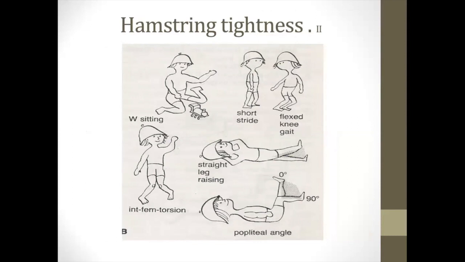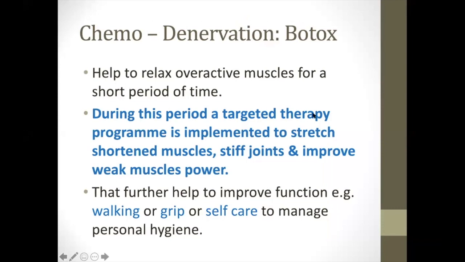Hamstring contracture can produce a crouch gait. It can be associated with a jump gait. And here is the test for the popliteal angle. So chemodenervation helps us relax the overactive muscles for a short time. During this time, targeted therapy is very necessary to stretch the shortened muscle in which you have already given the Botox, to address stiffness of the joint, which may be a fixed joint needing further release of the contracture, and to improve the weak muscle power. So the rehabilitation program after therapy is very important to improve his walking, his function, his grip in the hand, self-care and perineal management.